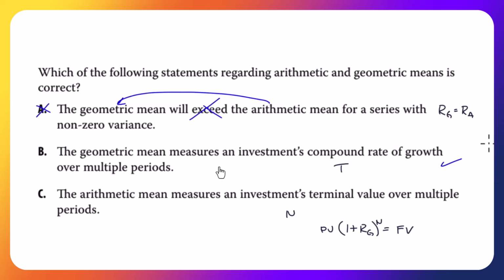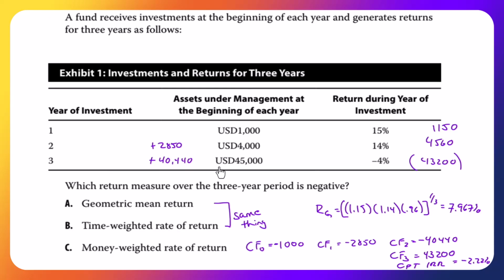Let's look at C. The arithmetic mean measures an investment's terminal value over multiple periods. No, that is the geometric mean that does that, which looks like this, RG, present value. The return over multiple periods is the future value. The arithmetic mean does not have that relationship. That is a false statement. Okay, there is a very quick way of answering this question and a very long way of answering it.